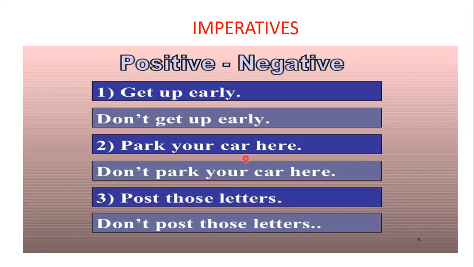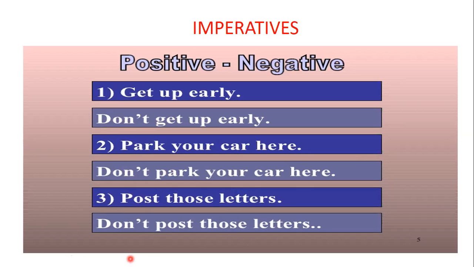Park your car here, that's another imperative. Or the opposite, don't park your car here. Post those letters, don't post those letters. Okay, if you see, the imperative has a short main verb, but if you want to say it in a negative way, you have to use the auxiliary, in this case, don't. Don't, because the imperative is for the subject you. You cannot see the subject here, but implicitly it is there.